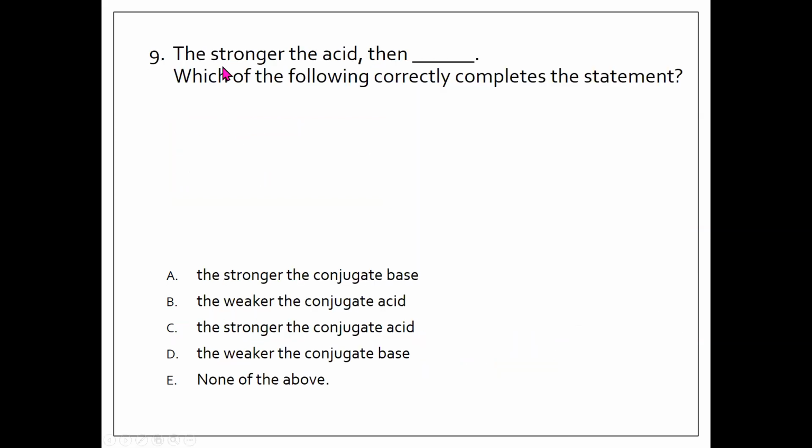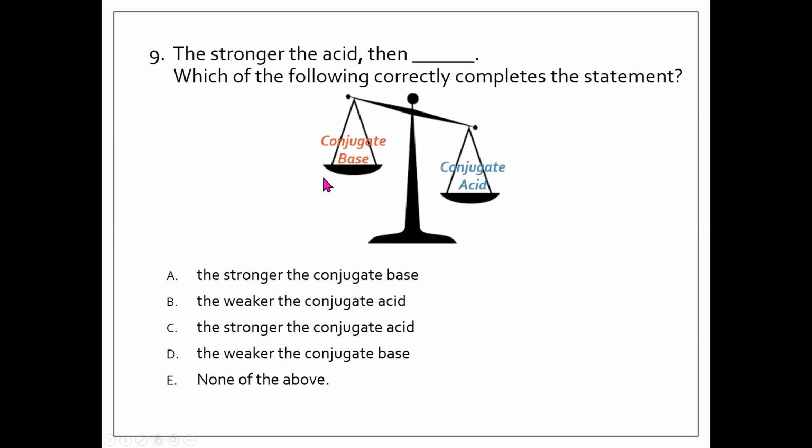Then in 9, the question, the stronger the acid, then which of the statements below is true? So there's this inverse relationship between the conjugate base and the conjugate acid. So they're a weak system. But even though they're both weak, one is going to be stronger than the other. And the stronger one is, the weaker the other. So the stronger the acid, then the weaker the conjugate base. So that's going to be a very important concept for us to understand.